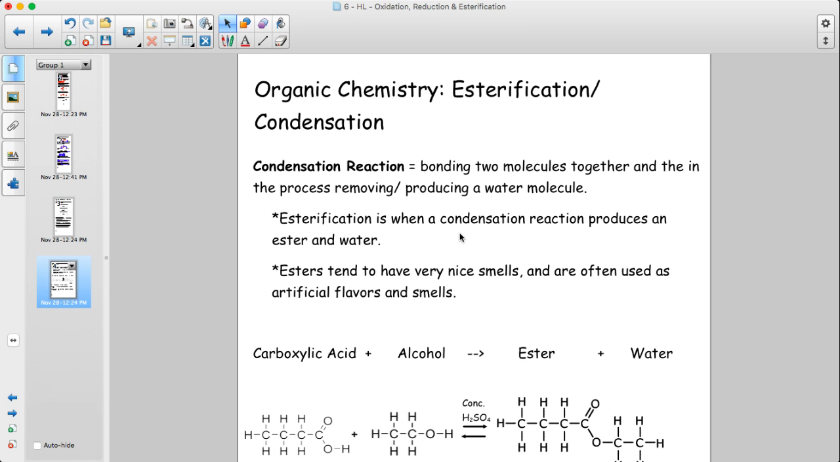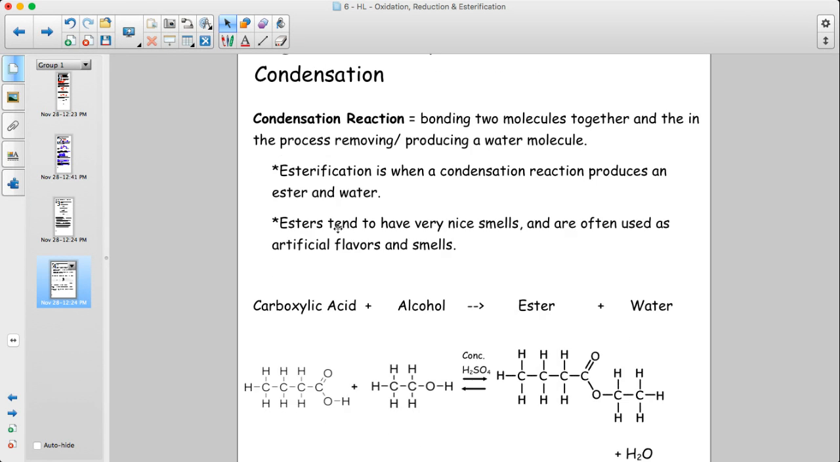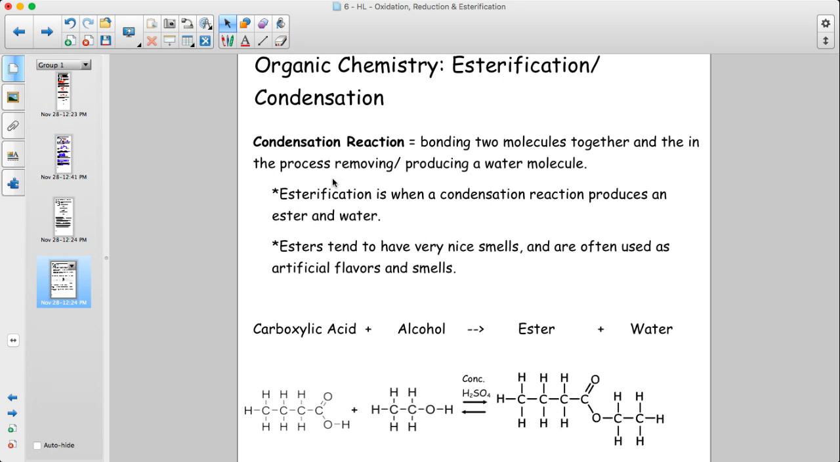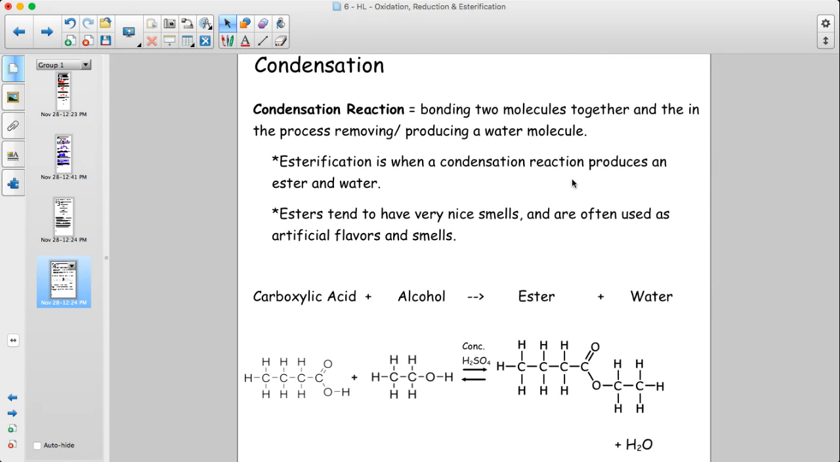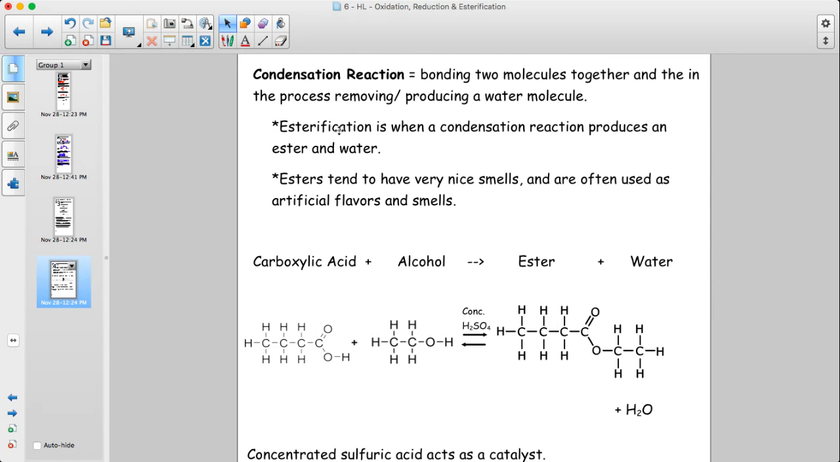Okay, the last reaction to know in the organic chemistry chapter is the esterification reaction, which is a condensation reaction. A condensation reaction is very important in biology and in biochemistry. It's the bonding together of two molecules and in the process producing a water molecule. So esterification is really sort of like a subset of the condensation reaction that specifically produces an ester as well as that byproduct of water.